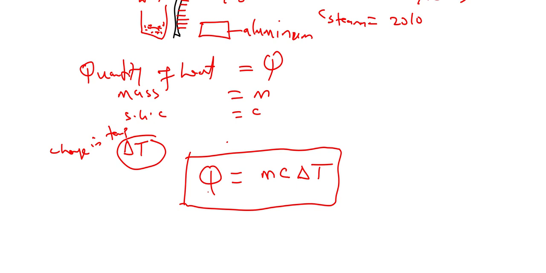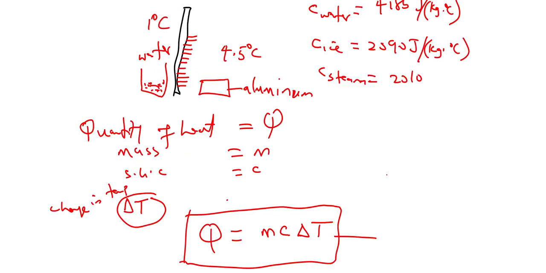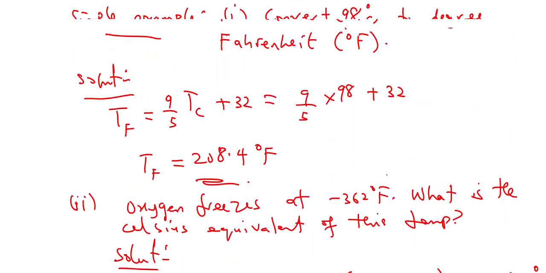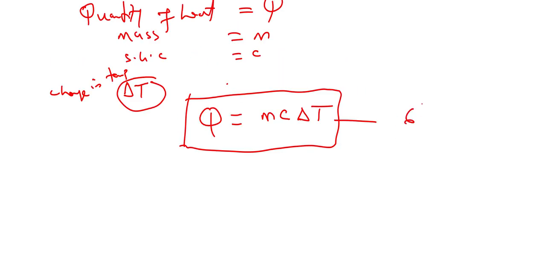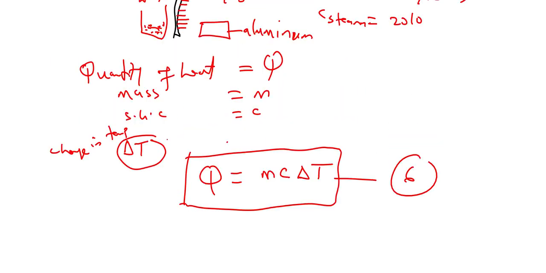Let me call this equation 6. Q equals mc theta. So if you know the specific capacity of a substance, of a material, or of a liquid, and you measure the mass, and you want to increase the temperature from an initial temperature to a final temperature, then this is the formula that you use to calculate the quantity of heat that you require.